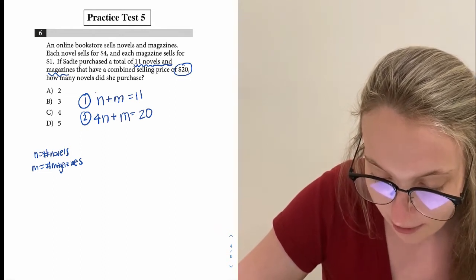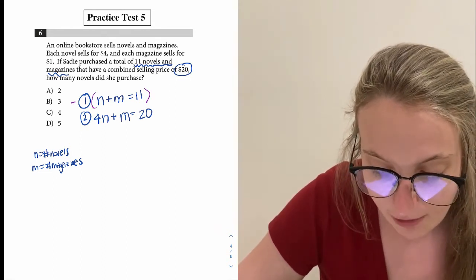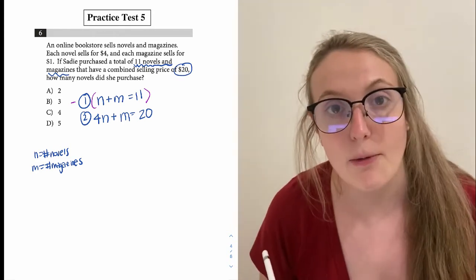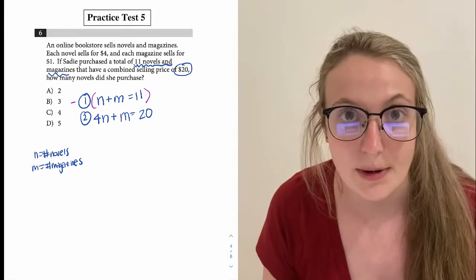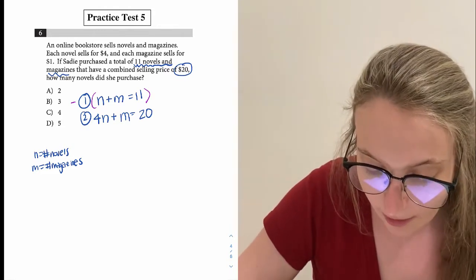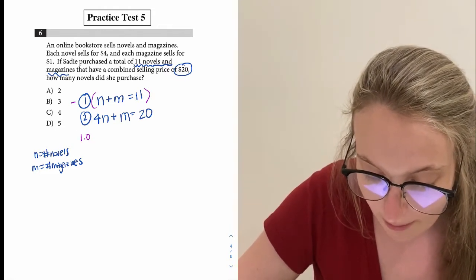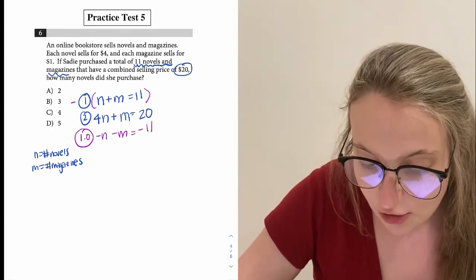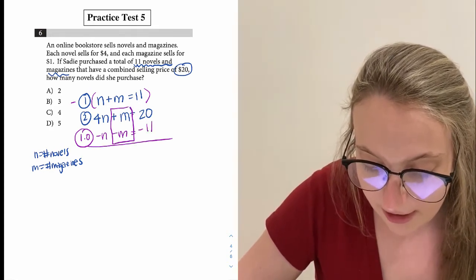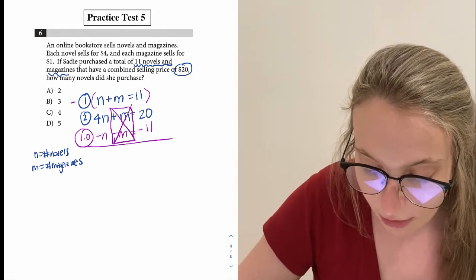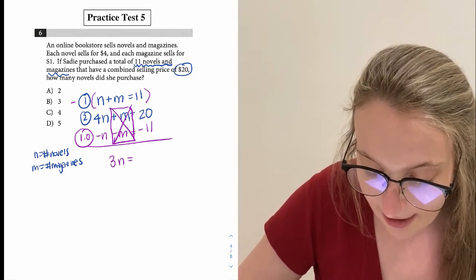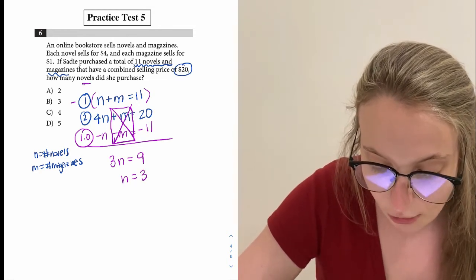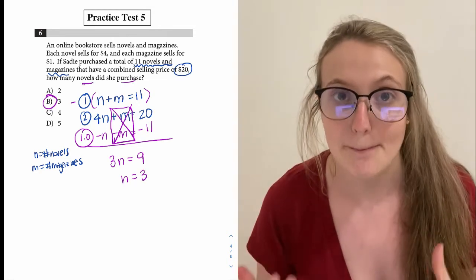We can just simply multiply it by a negative because we have a positive M here and a positive M here. So if we make the top one a negative M, that's going to basically solve this for us. So on the top, we get negative N minus M equals negative 11. So now we're going to see that the M variable here eliminates itself. We get 3N is equal to 9, so N is equal to 3. So she purchased 3 novels that day, choice B.